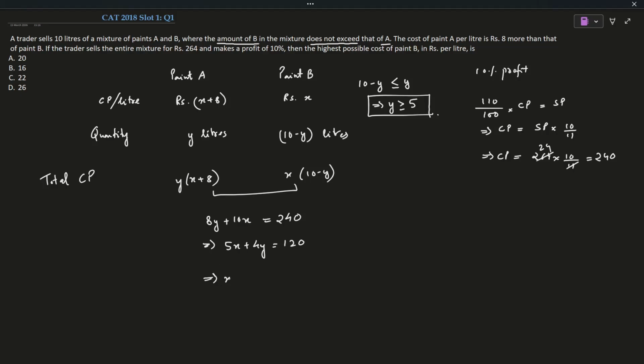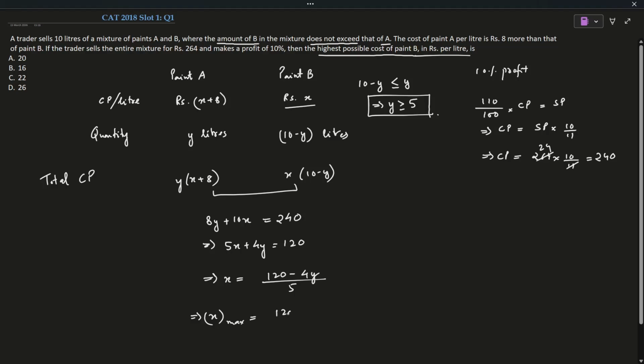Now guys, what is x? X is basically 120 minus 4y by 5. I need to maximize x, right? Highest possible cost of paint B in rupees per liter. That means I need to maximize x. So x max will occur at 4 into y minimum, when y is minimum by 5, right? 120 is constant, 5 is constant, 4 is constant. Only y is the variable. That means whenever the value of y is as small as possible, x will be as maximum as possible.